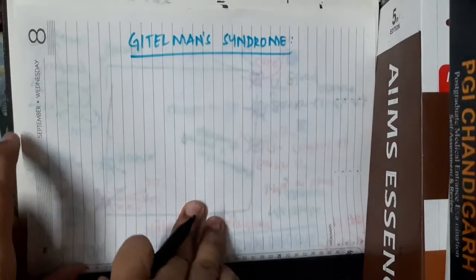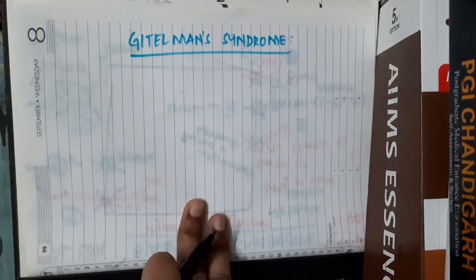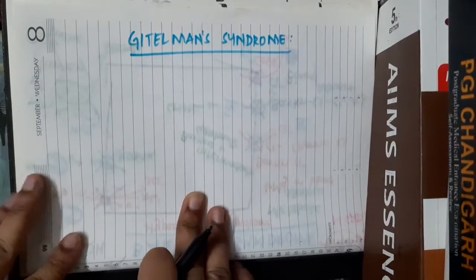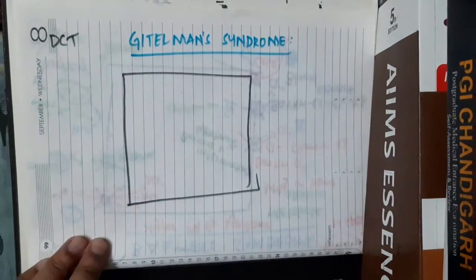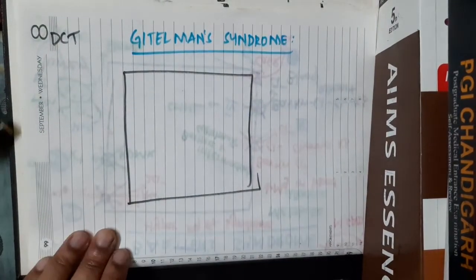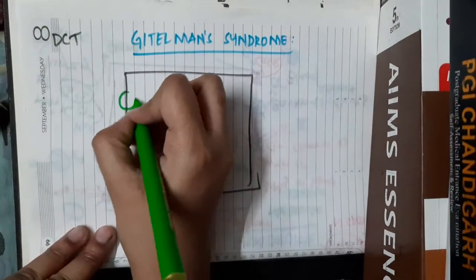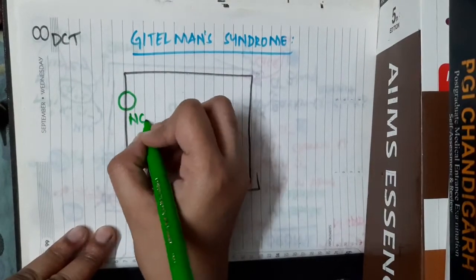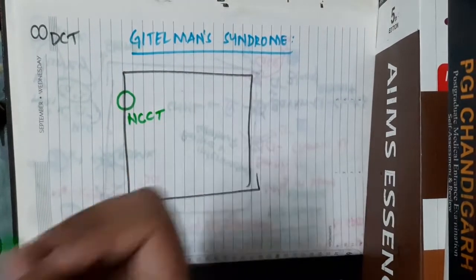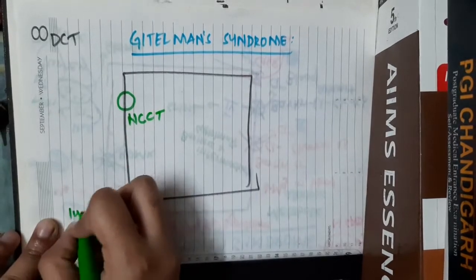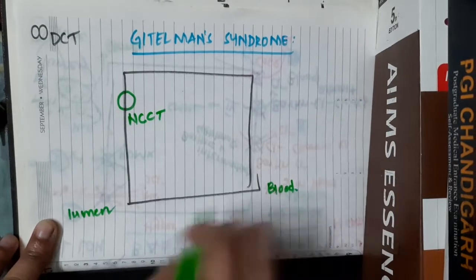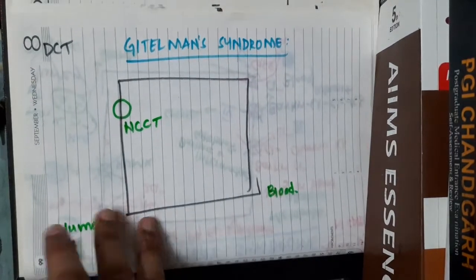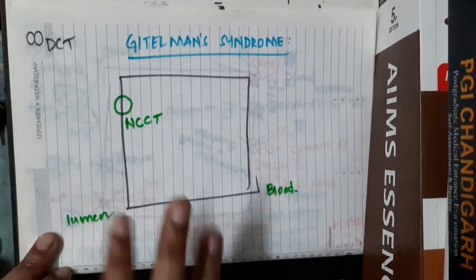Hello friends, let us now learn about Gitelman syndrome. Gitelman syndrome mainly occurs in the distal convoluted tubule. So this is the distal convoluted tubule. Whenever there is a mutation in the sodium chloride cotransporter present in the apical membrane of the distal convoluted tubule, it results in Gitelman syndrome.